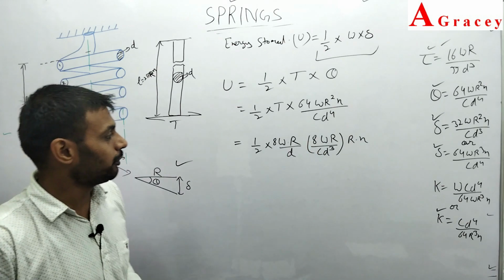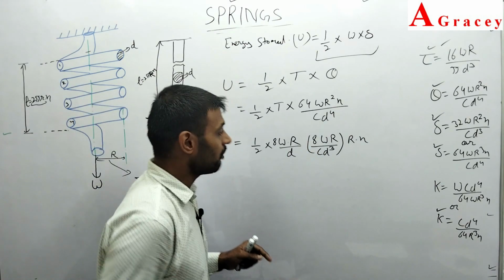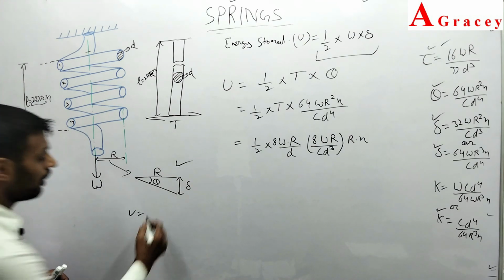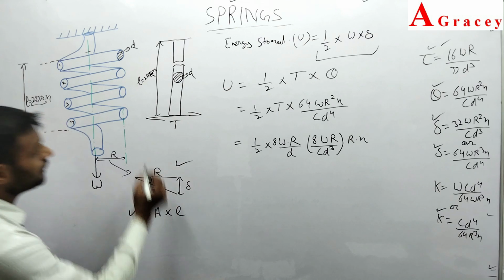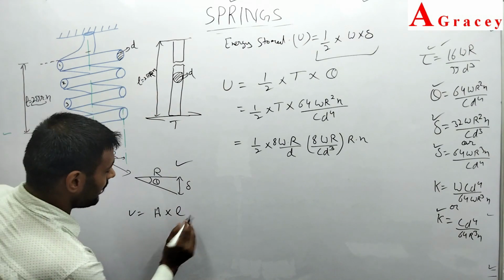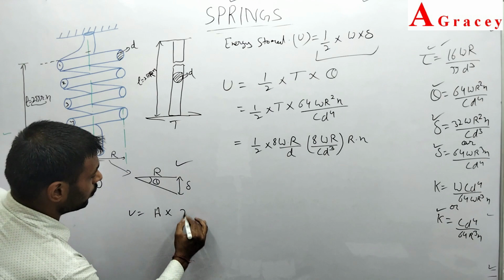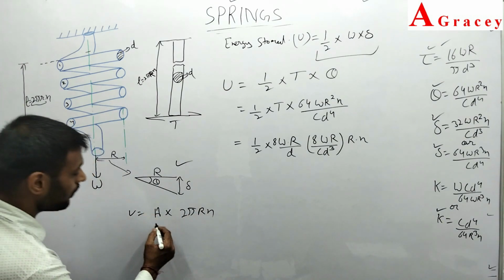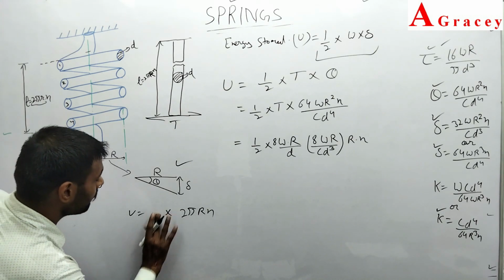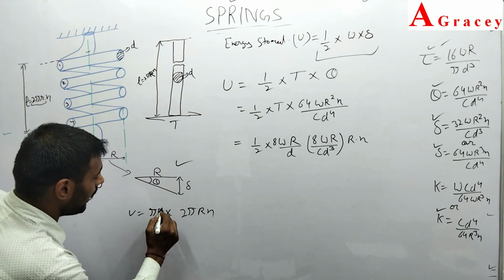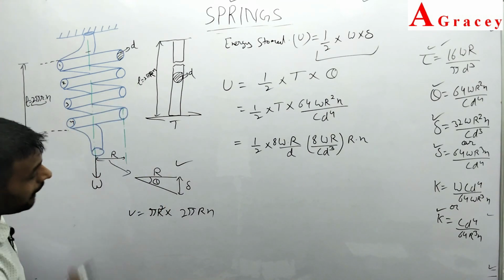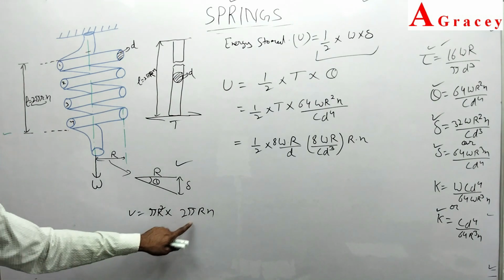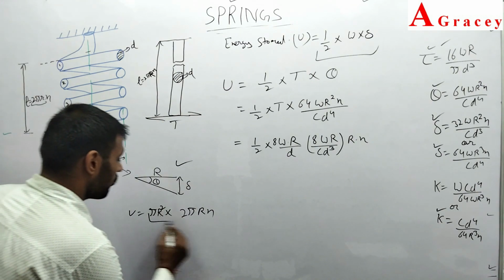Both times 2, 16 is required. So it means when we have taken the volume of the wire, what is the volume of the wire? Area into length. The length of the wire is already represented here. What was the length? 2 pi r n. And what is the area? Area is pi r square, where r is the small r, the radius. So pi r square into 2 pi r n will be represented as the volume of the wire.